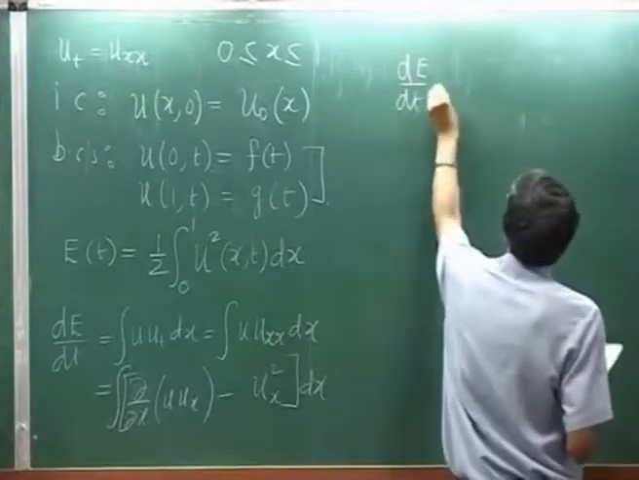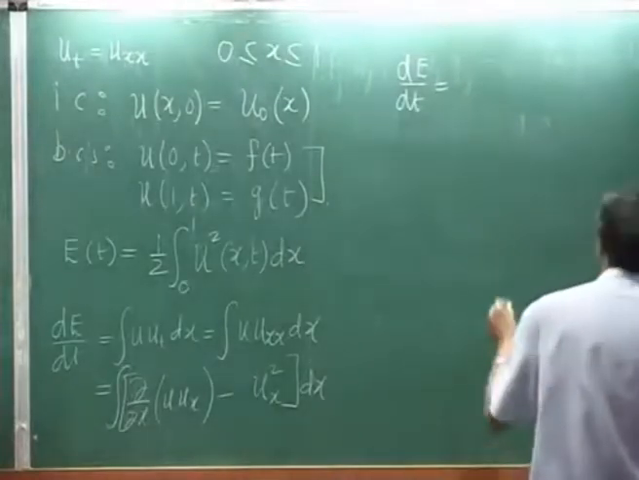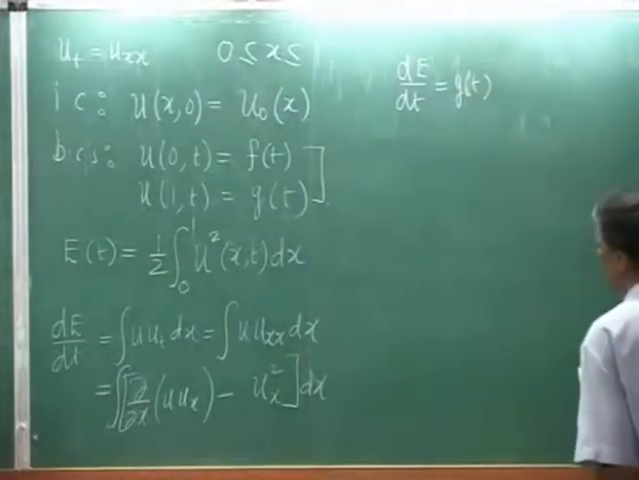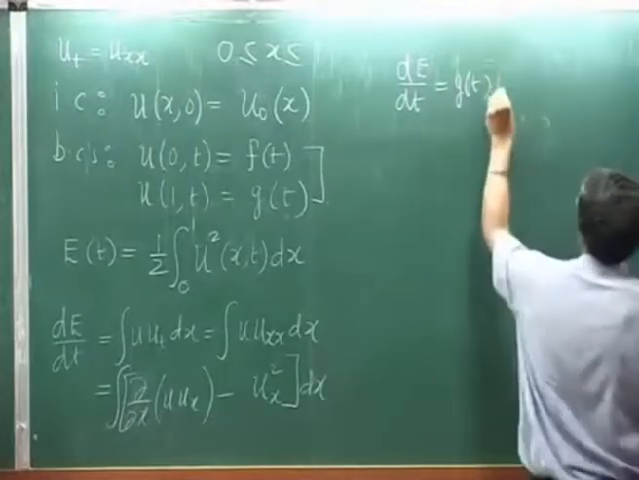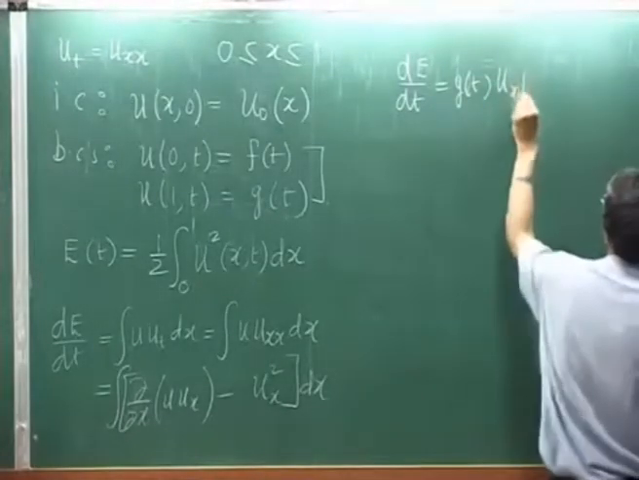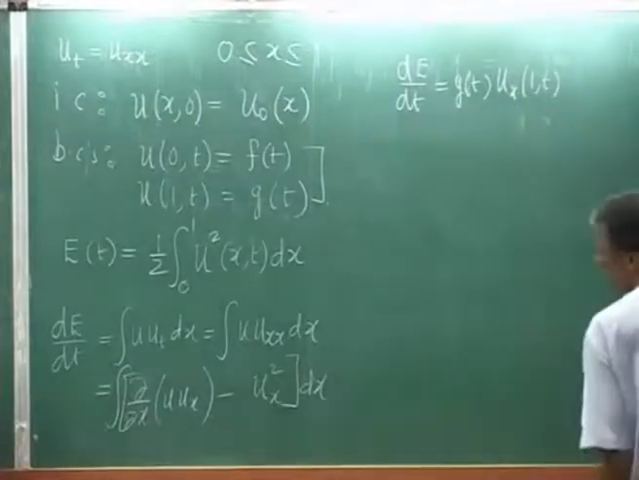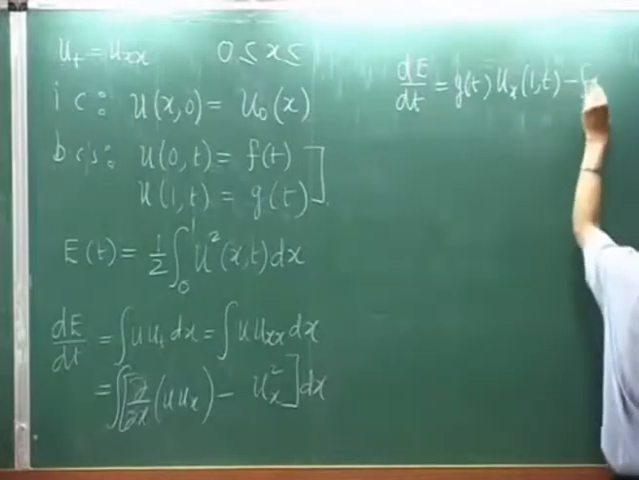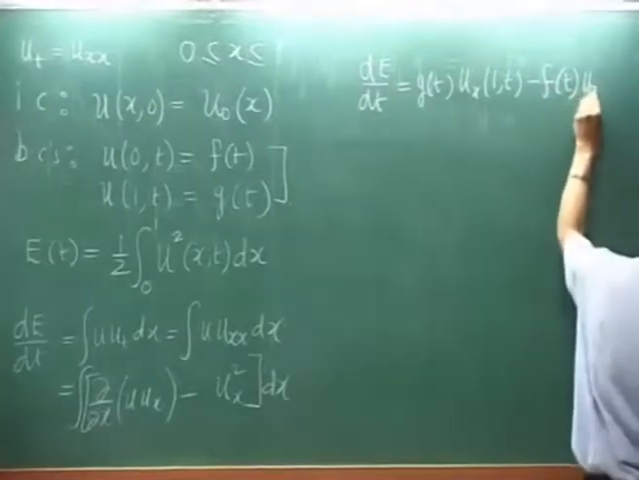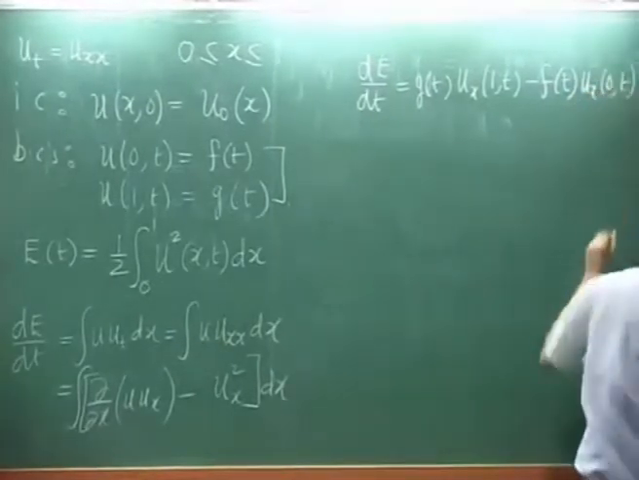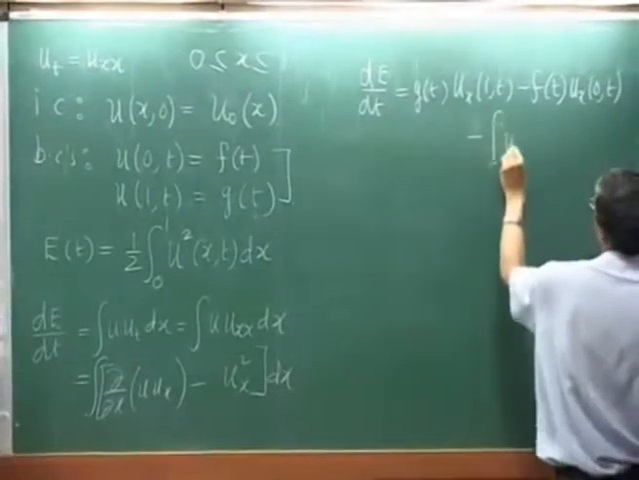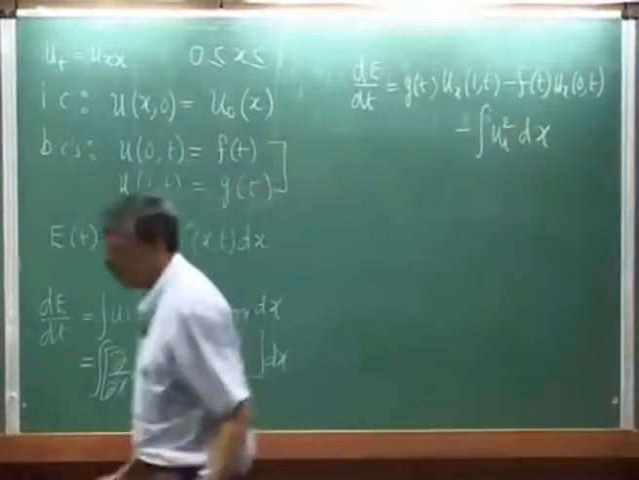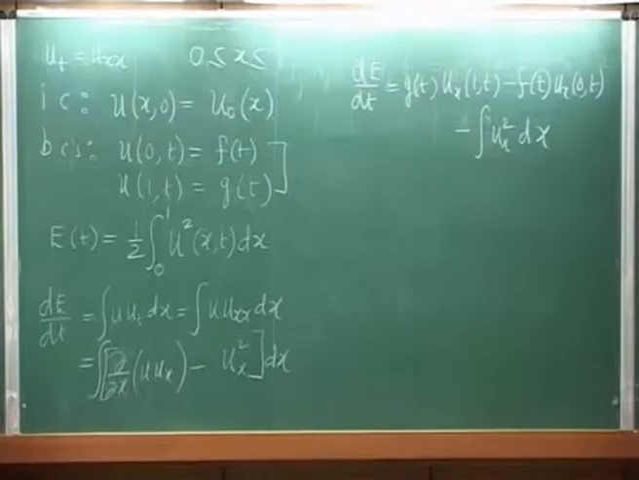Then I get dE/dt equal to g of t, that is, at the upper bound what the boundary condition required, times ux of (1, t). Ux means of course the partial of u there, minus the condition at the lower limit.